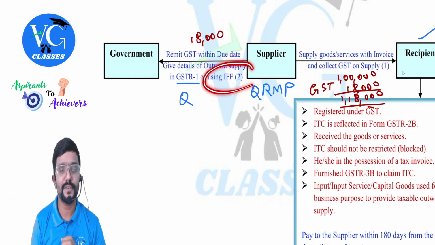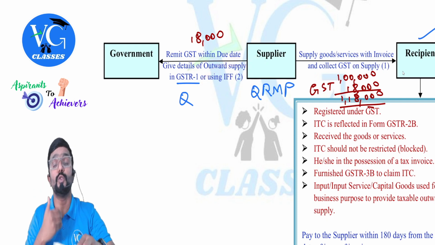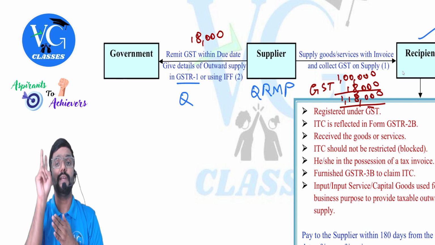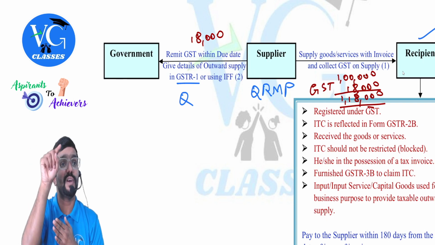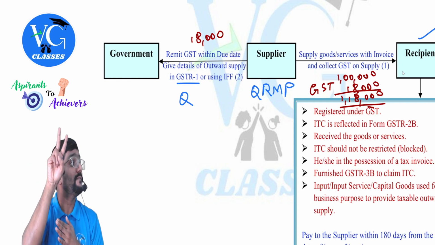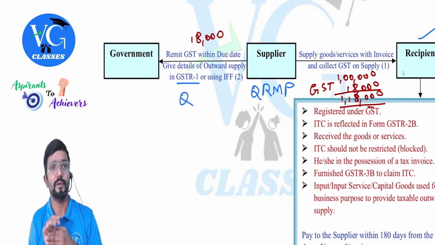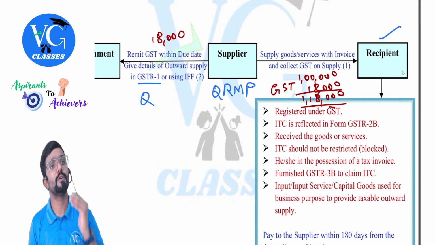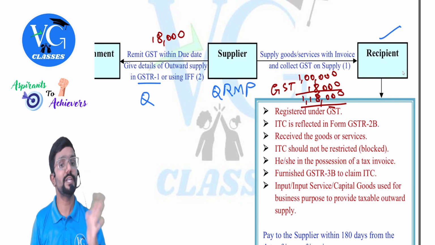So invoice furnishing facility is available only for those suppliers who have opted for QRMP. And they can give the details of outward supplies using the invoice furnishing facility only for the first 2 months of any quarter. This is just to make sure that the recipient will not wait too long to claim the credit. And that too, it is an option.